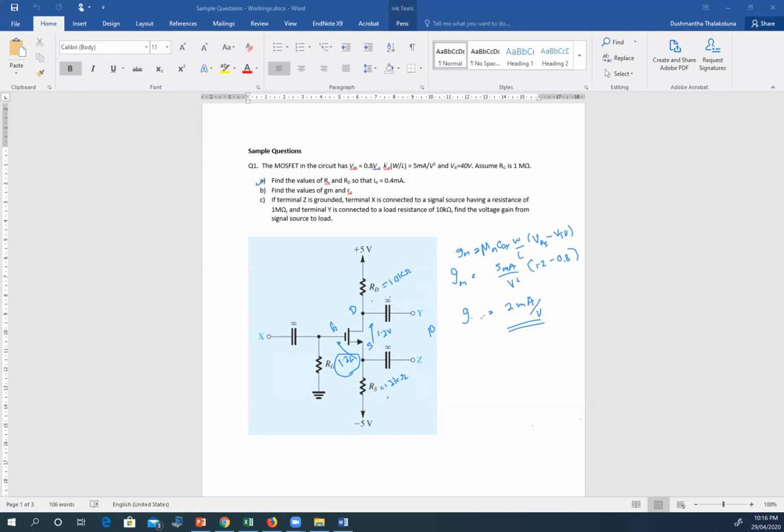That's your GM. Now RO is the output resistance of the transistor, given by VA over ID, also 1 over lambda ID, where VA is 40 volt, given already. ID is 0.4 milliamps. So it has a 100 kilo ohm internal output resistance. So that's part B. Okay, so that's another sub part of the question.